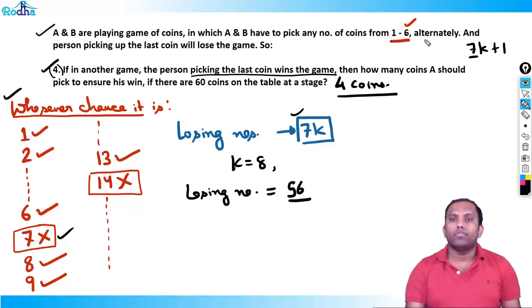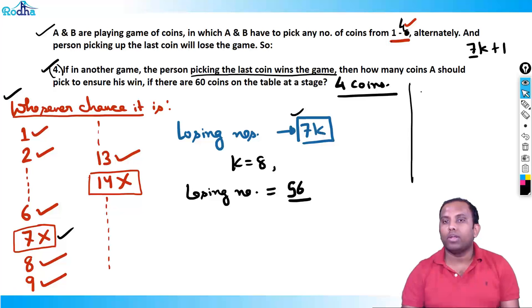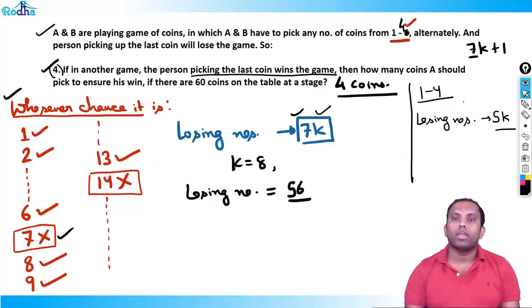If it is 1 to 4, if I put 4 here instead of 6, if you can only pick 1 to 4 coins, then all the losing numbers will be of the form 5k. Like here 1 to 6 gives 7k, 1 to 4 gives 5k. If it is 1 to 3, then 4k, that's it.